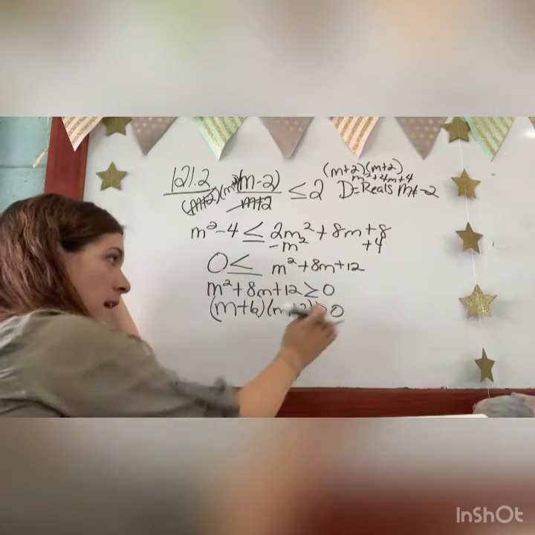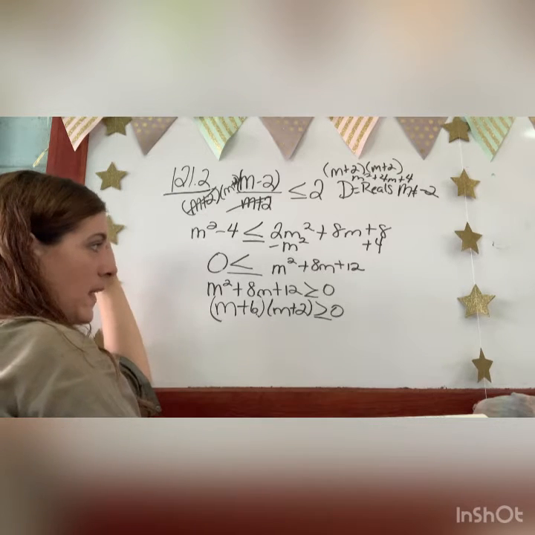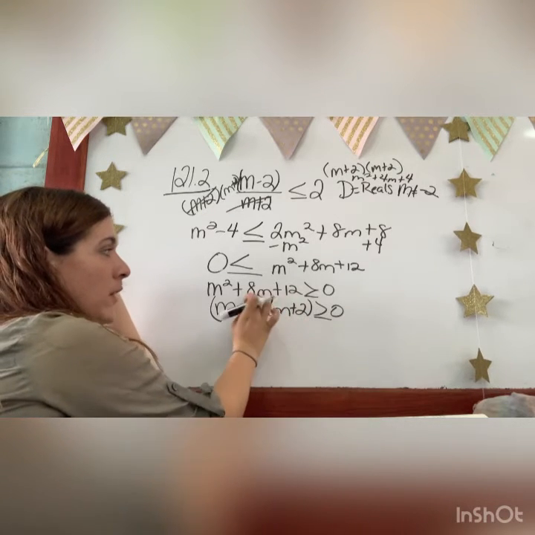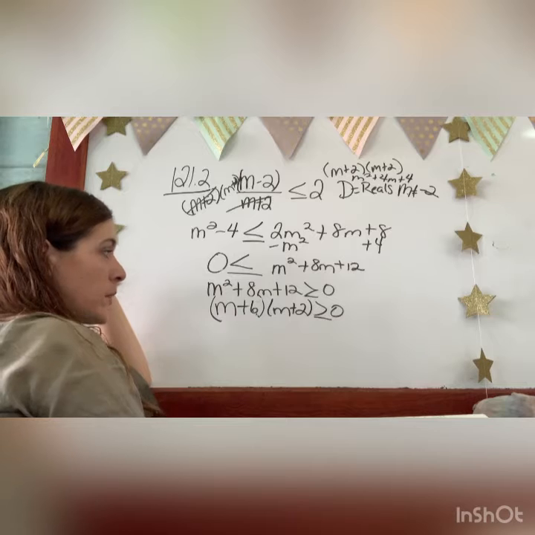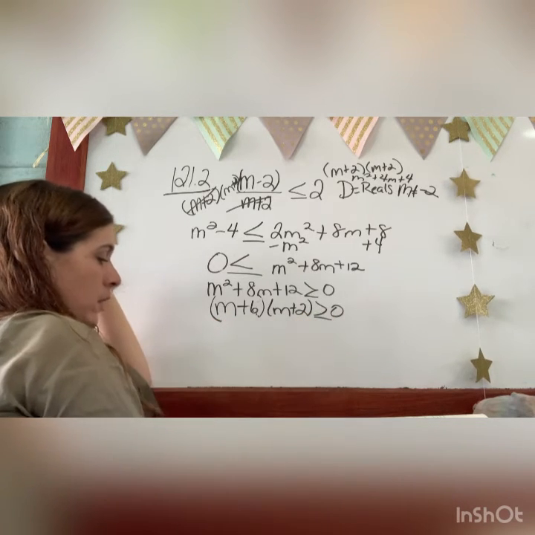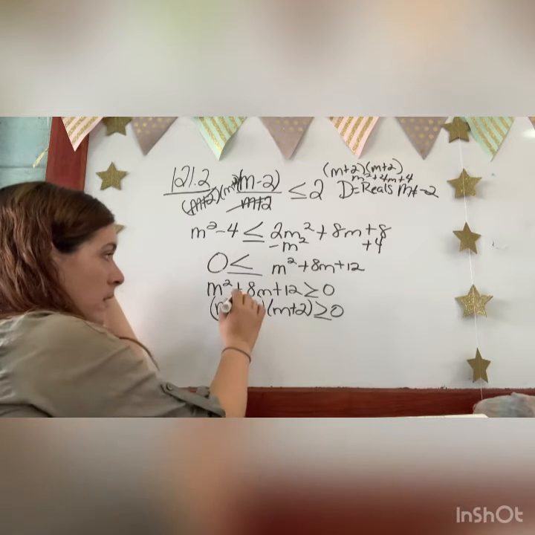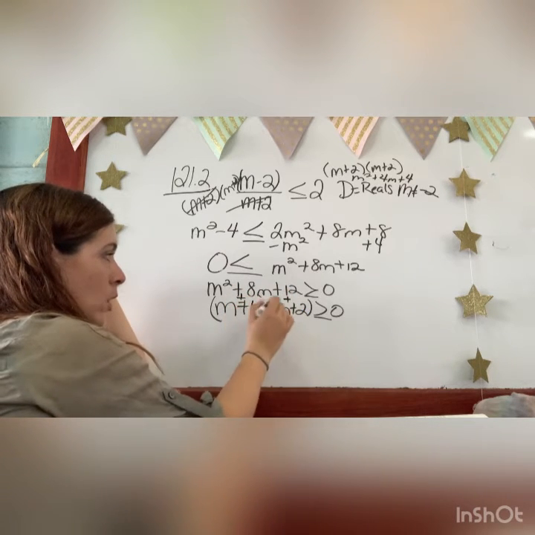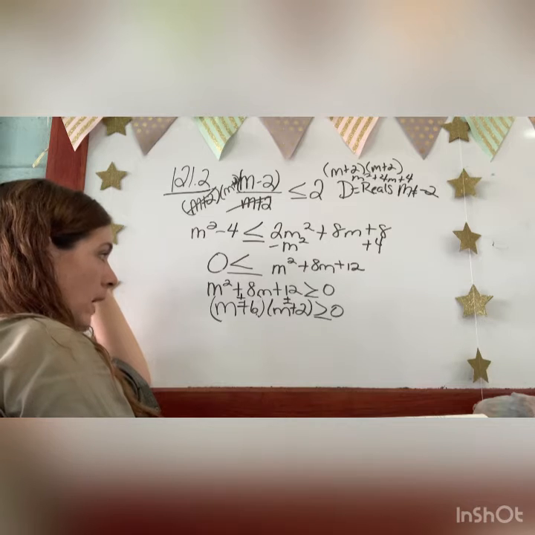Just so we have 0 on this side, always on the right-hand side. By the way, that's why I did that. The factors of 12 that are going to add up to equal 8 are 6 and 2. So here we go. That means that they have to be positive. So that's either going to be 2 positives or 2 negatives, right?